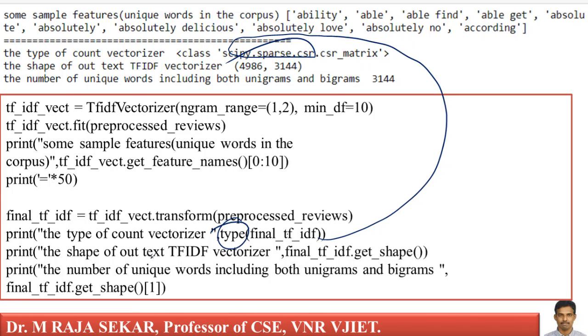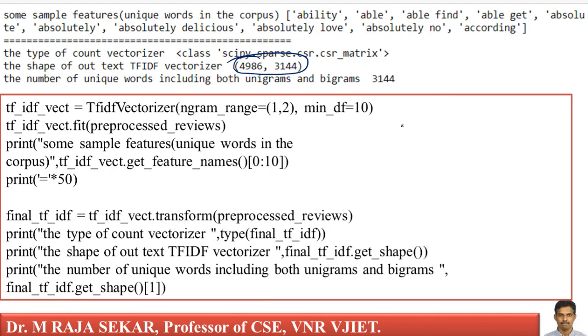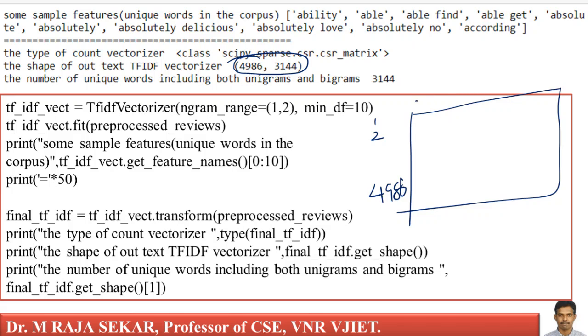The shape of our TF-IDF vectorizer, what is the shape? This is 4986 by 3144. What does it mean? There are 4986 rows. And how many columns? There are 3144 columns. That's what it says. It is the number of unique words including both unigrams and bigrams. How will I get it? The number of columns is the number of unique words. Therefore, there are 3144 unigrams and bigrams.